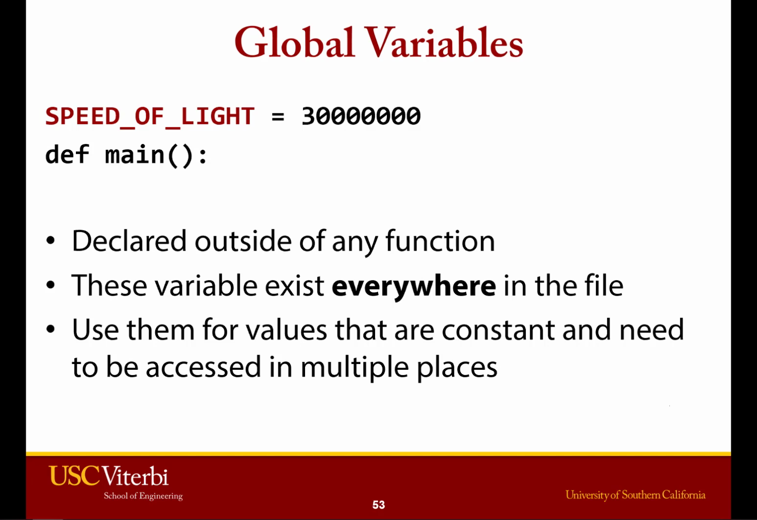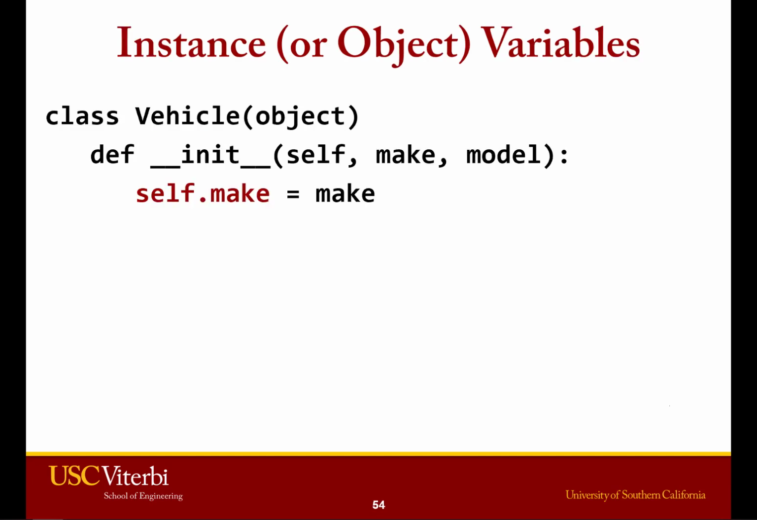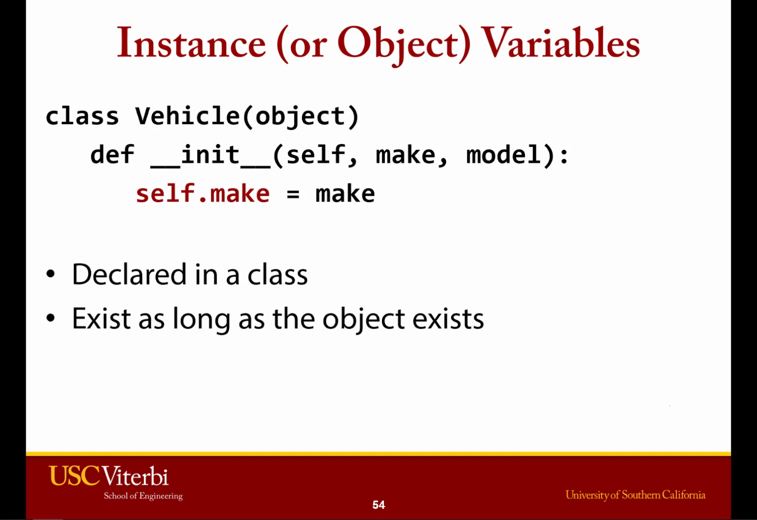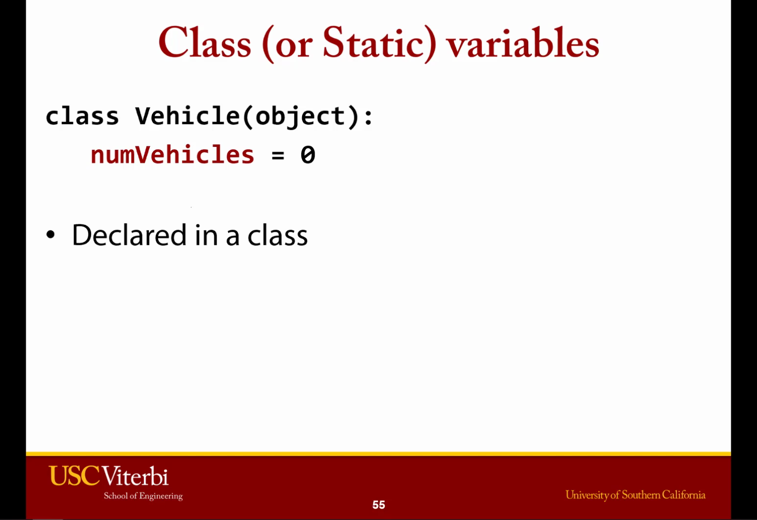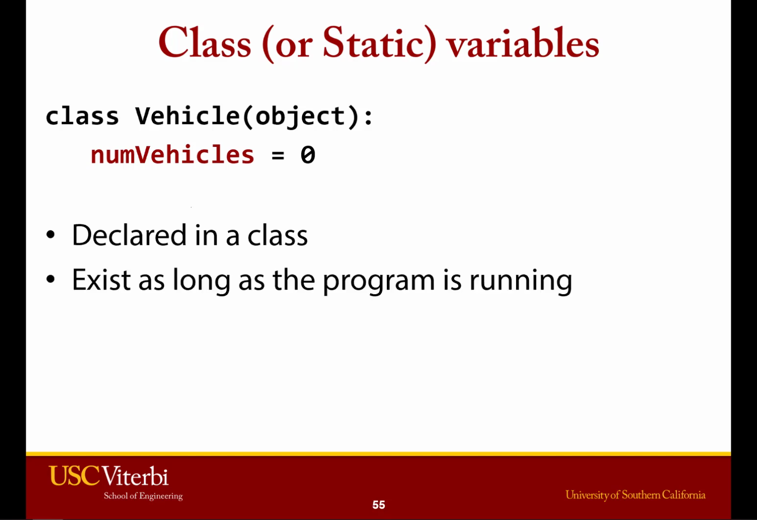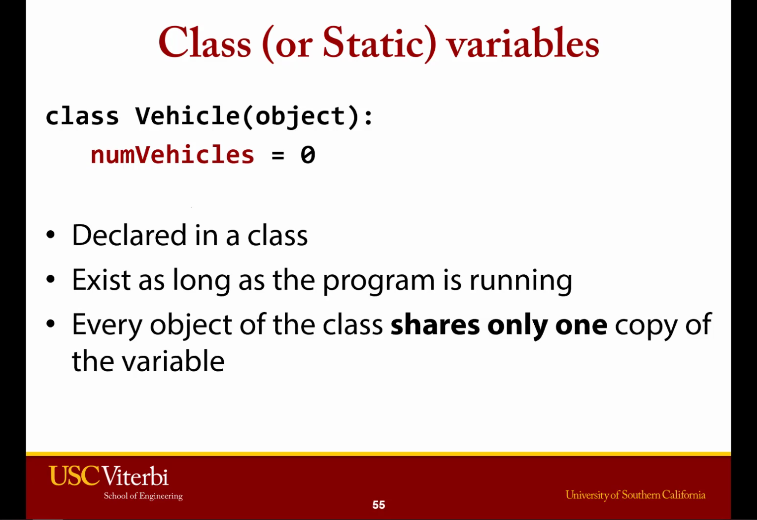Then getting into the idea of objects and classes, last time we talked about instance attributes or instance variables. These are declared in a class. They exist as long as the object exists. They're always defined with self dot, and every instance gets a unique copy of these. And lastly, we just introduced the idea of a class attribute or a class variable, sometimes called a static variable. That is also declared in a class. It also exists as long as the program is running, but the major distinction is that there's only one copy of those, so they are shared. That's the major difference.